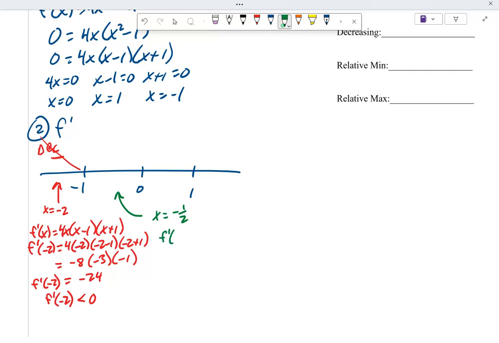So f prime of negative a half. So I throw in negative a half. 4 times negative a half minus 1, negative a half plus 1. So I got negative 2 times negative 3 halves times a positive 1 half. So it looks like I got 3/4.